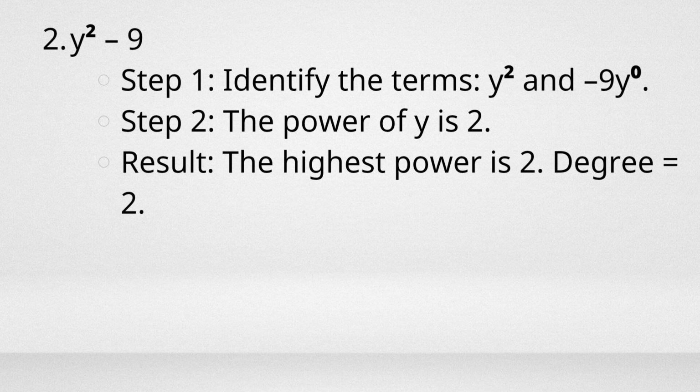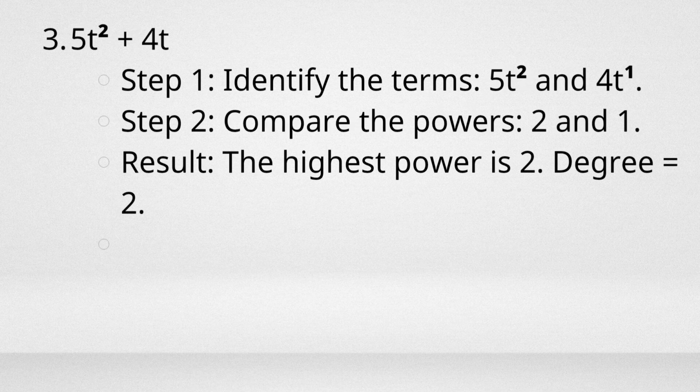Identify the terms y square and minus 9y raised to 0. The power of y is 2, the highest power is 2, degree is equal to 2. Identify the terms 5t square and 4t. Compare the powers 2 and 1. The highest power is 2, degree is equal to 2.